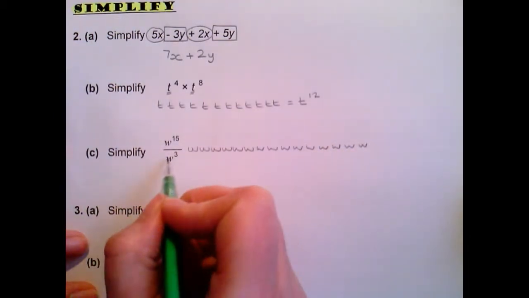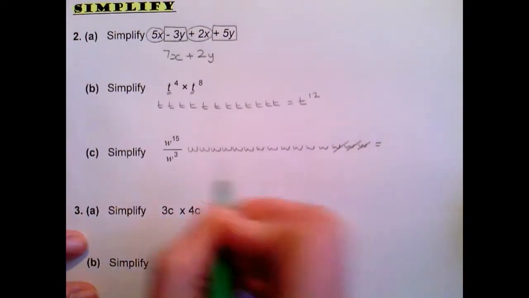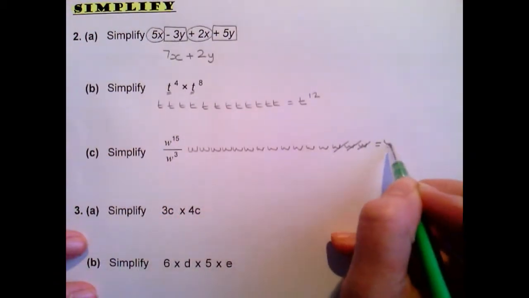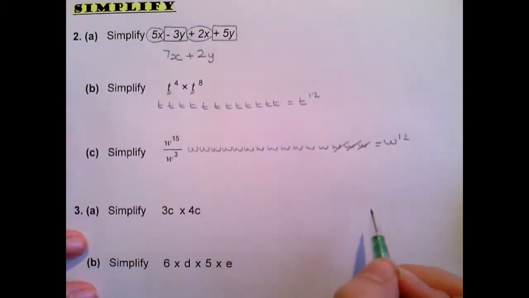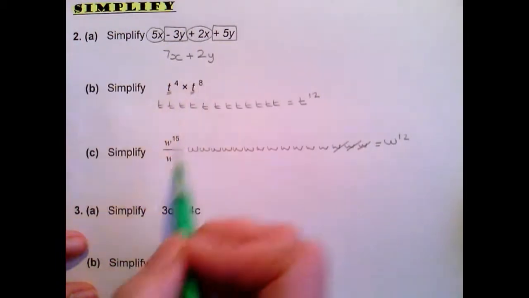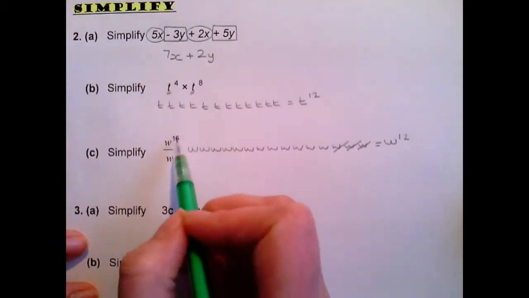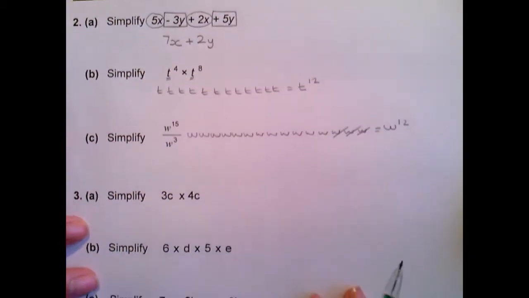And you're dividing that by w 3 times, which means 3 of them go off the end of that, and you're left with 12 of them multiplied together, so w to the power of 12. Don't fall into the trap of multiplying the 4 by the 8 or dividing the 15 by the 3. When you're multiplying, you add the powers, dividing, you subtract the powers.